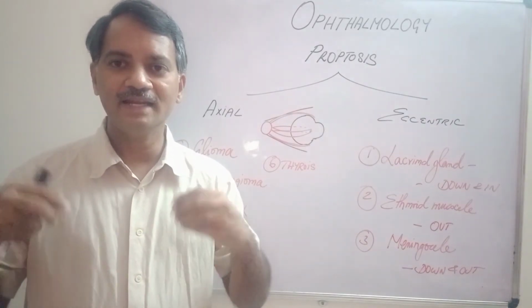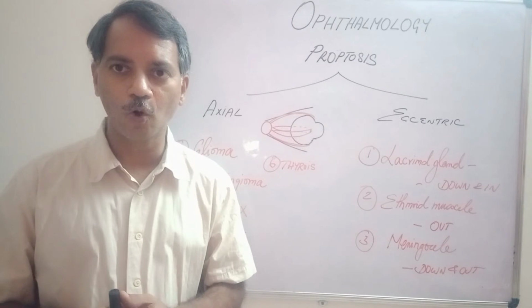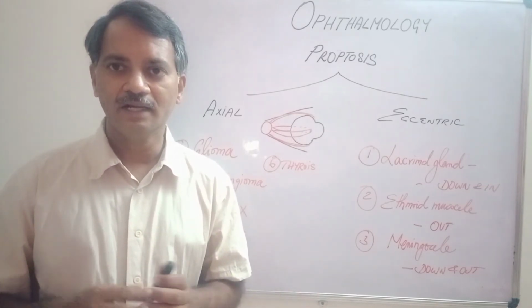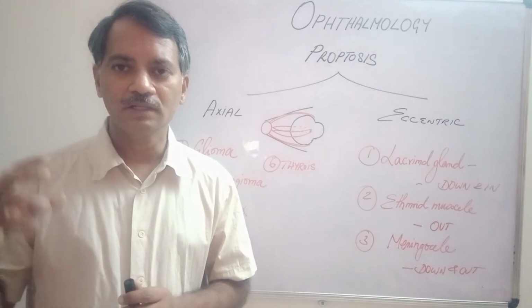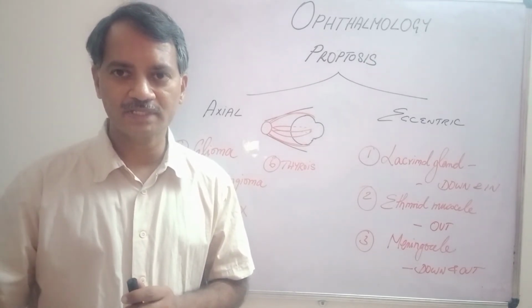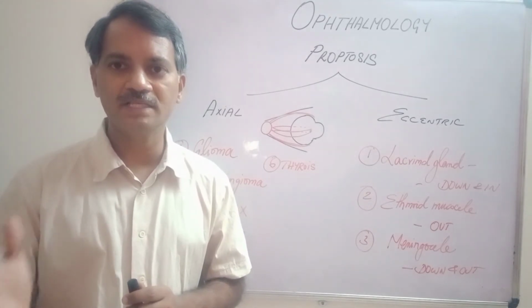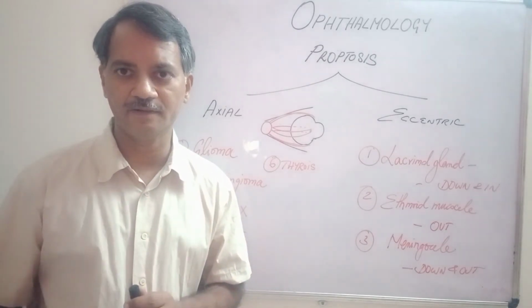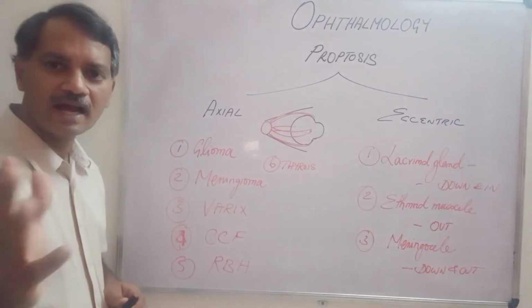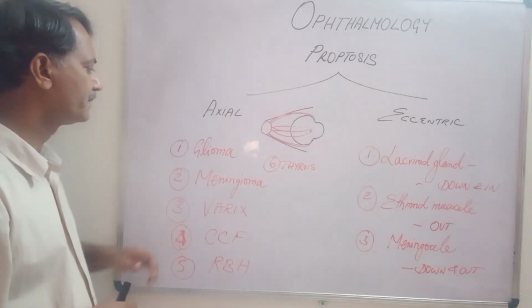If there is any disease outside this conical space, that is, the muscle cone, then depending upon which side the disease is present, the globe may be displaced towards the opposite side. Let us see some examples for axial proptosis and eccentric proptosis.